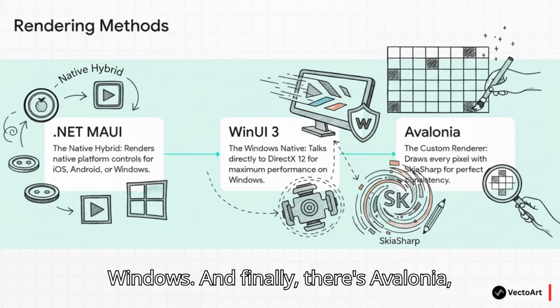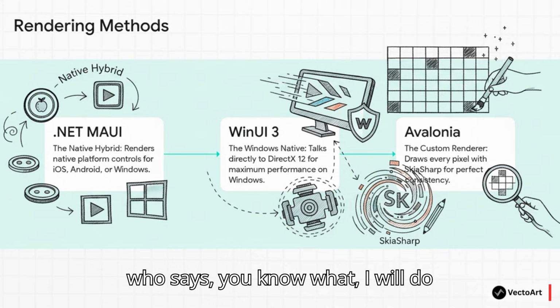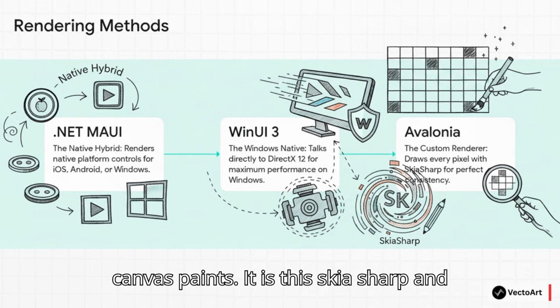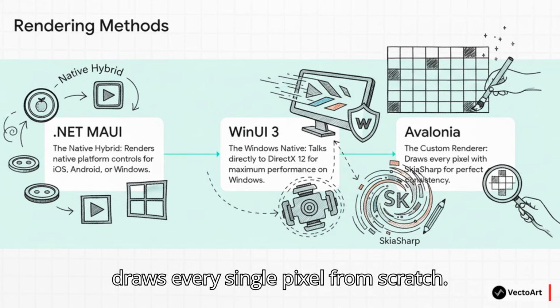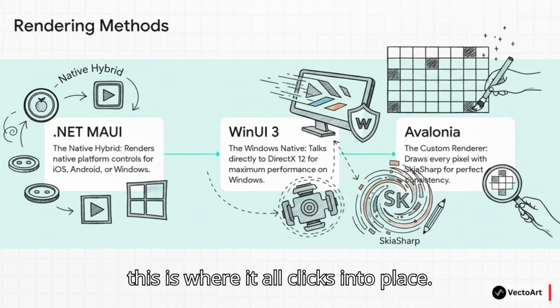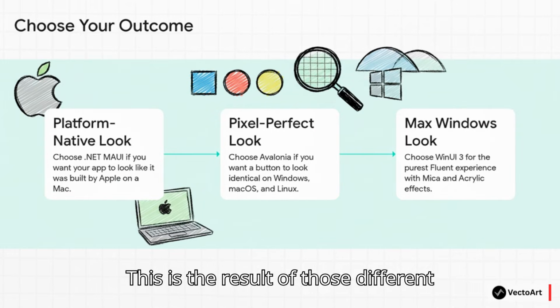And finally, there's Avalonia, the custom renderer. It's like the artist who says, you know what, I will do it myself. It brings its own canvas, paints with SkiaSharp, and draws every single pixel from scratch. This gives it ultimate control. And this is where it all clicks into place. This is the result of those different approaches.